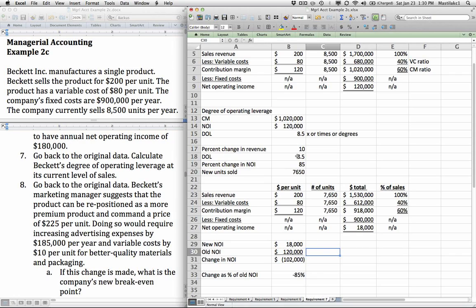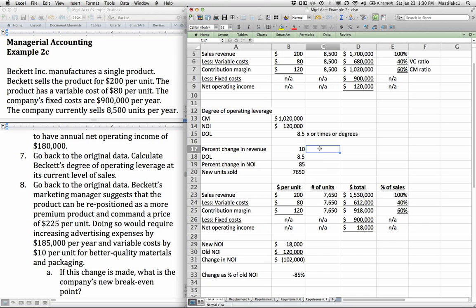A high degree of operating leverage, the higher your degree of operating leverage, the more net income will go up as sales go up. But at the same time, the more income will go down as sales go down. If our degree of operating leverage was lower, then a 10% change in revenue would have a smaller increase in net operating income because our variable costs would continue to increase quite a bit more. But it would also have a smaller decrease on the way back down. So whether we want a high or a low degree of operating leverage depends on our optimism about the future.